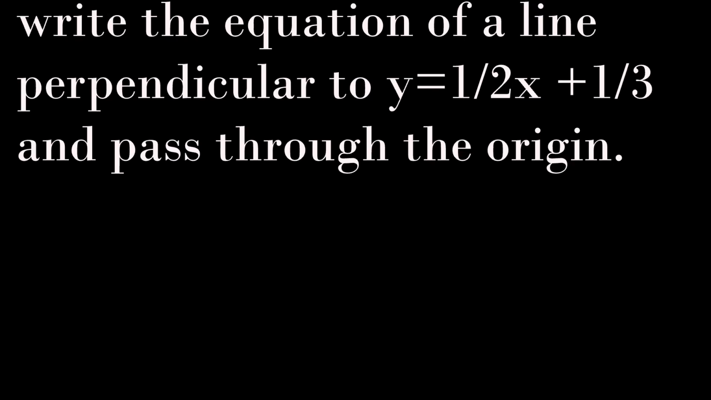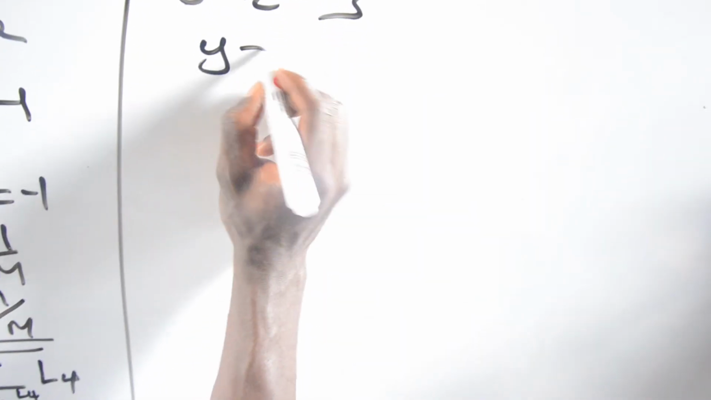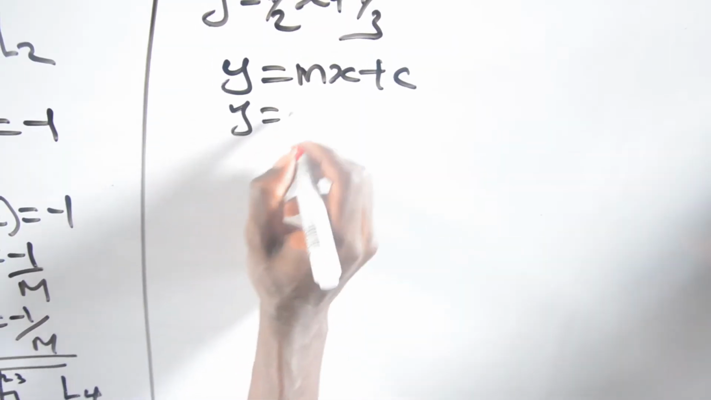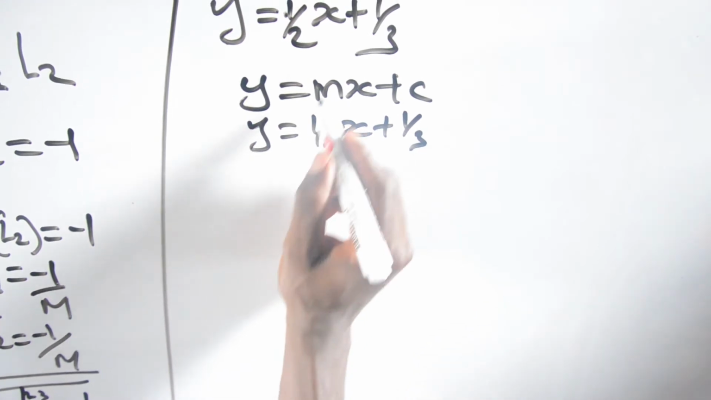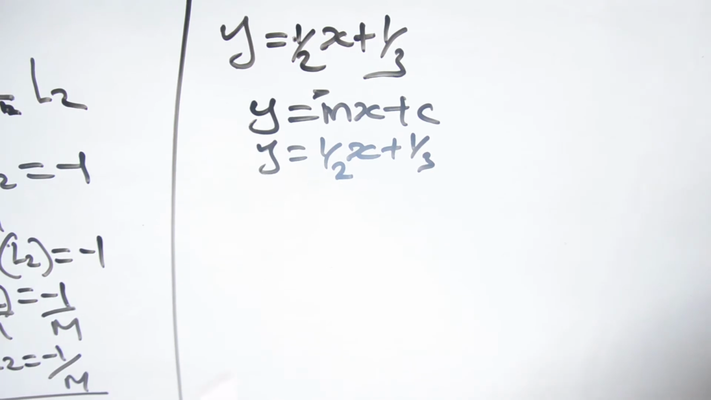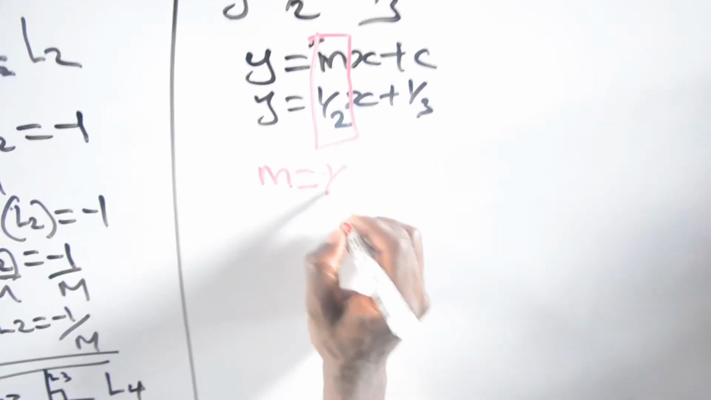So example 1. For this question, we will write the equation of a line perpendicular to y is equal to 1/2 x plus 1 over 3. To begin with, the equation is already in the form y is equal to mx plus c, like we said in equation of a line. So y is equal to 1/2 x plus 1 over 3. It means that our gradient here, we said it's what? 1/2. So m, the gradient, is equal to 1/2.